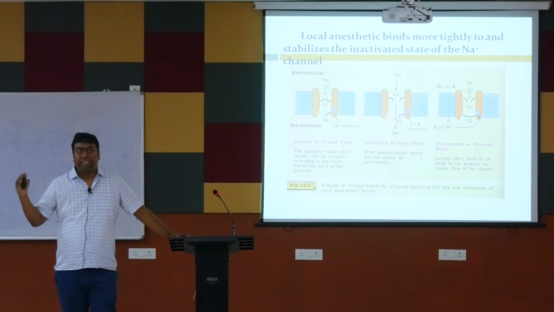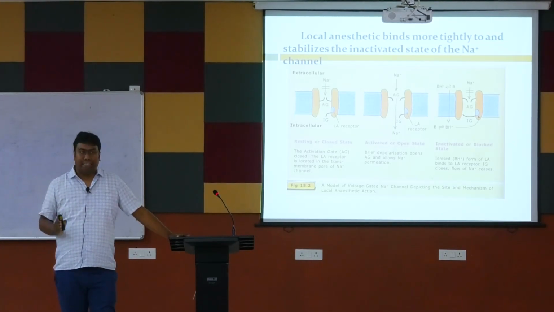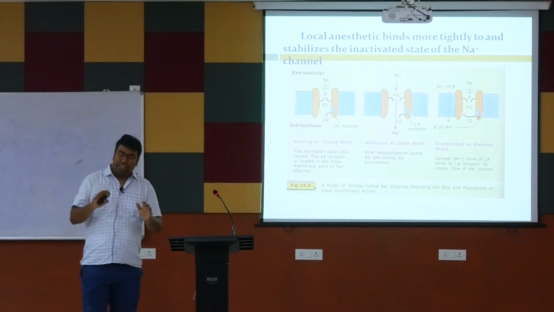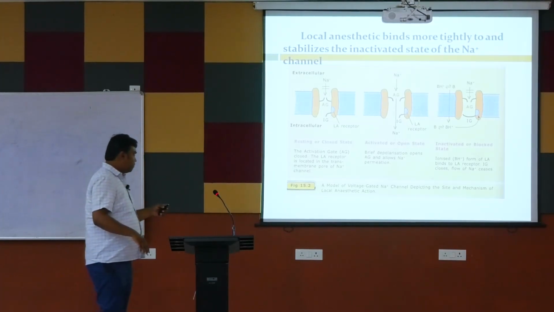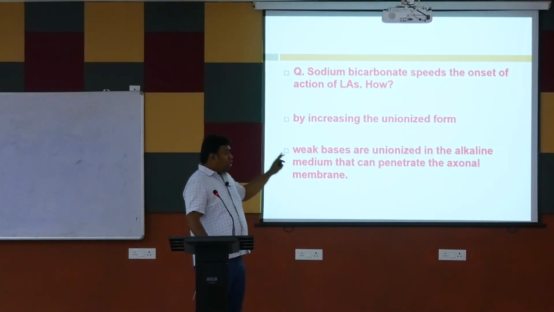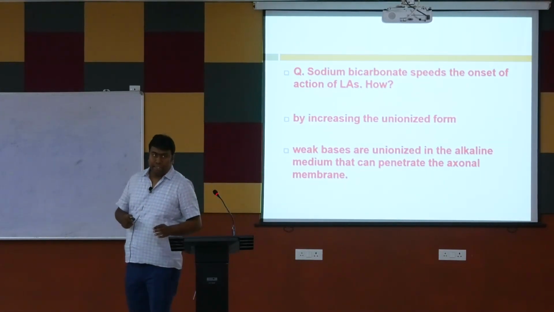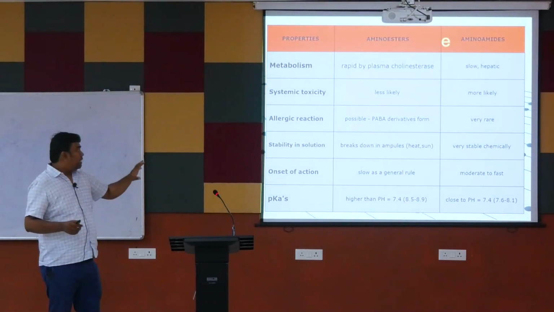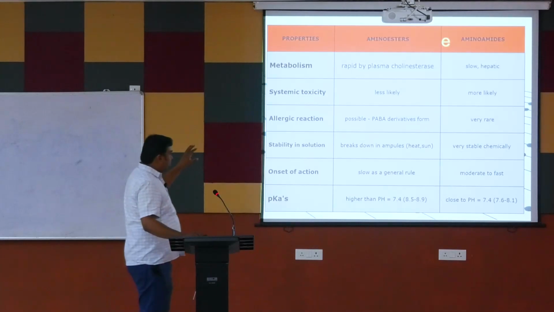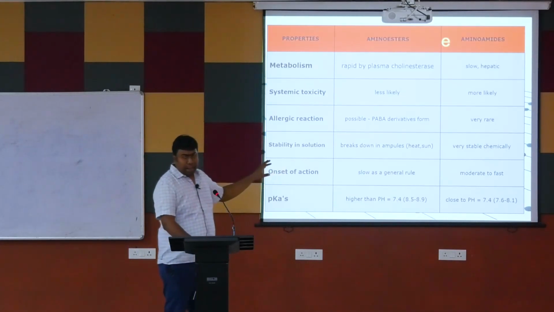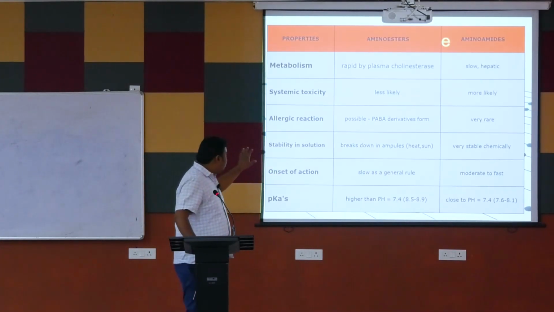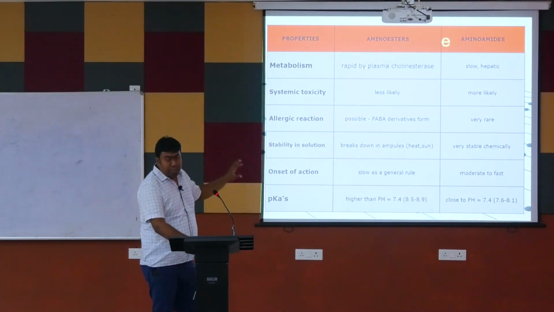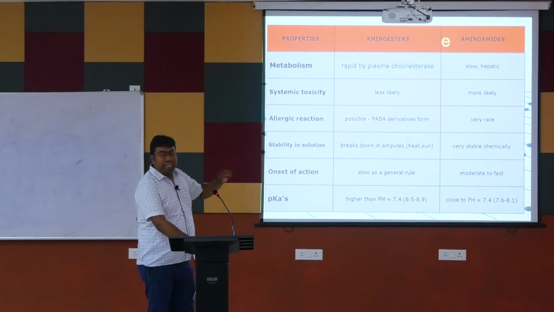So there will be less nerve conduction. As there is less nerve conduction, there will be less sensation. Clear? Mechanism of action of local anesthetics, already discussed, including why bicarbonate is given. Now amide and ester. Esters produce allergic reactions. It is the most important thing for clinical use.